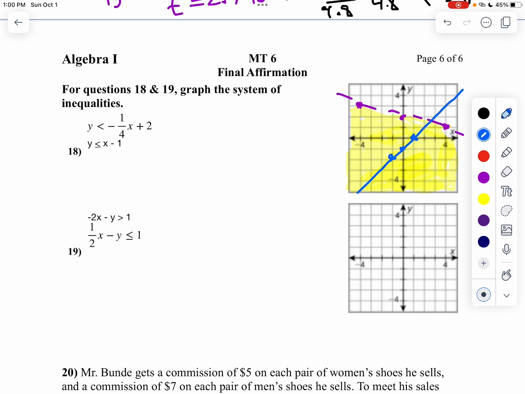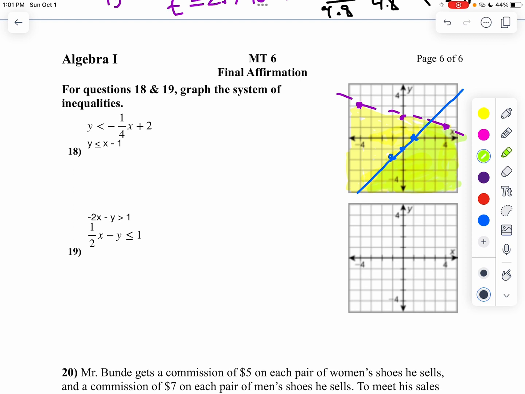And I want to shade everything below that line, but once again, when I do that, I know my solutions, the part I'm interested in here, is just going to be below both lines, isn't it? Because it's only going to be where the other one is shaded also below. And there's your solution.